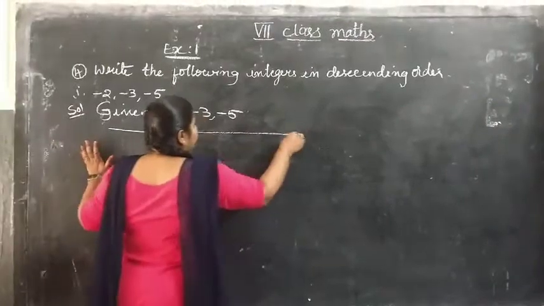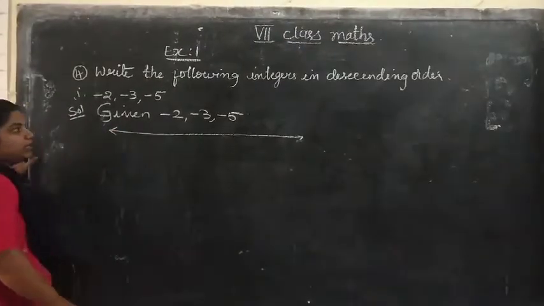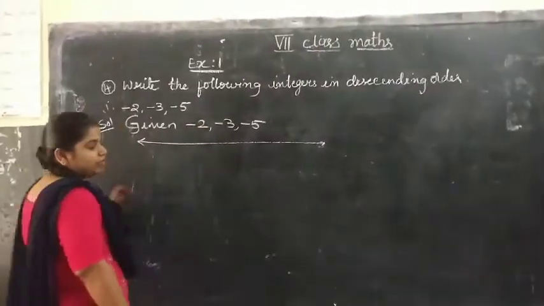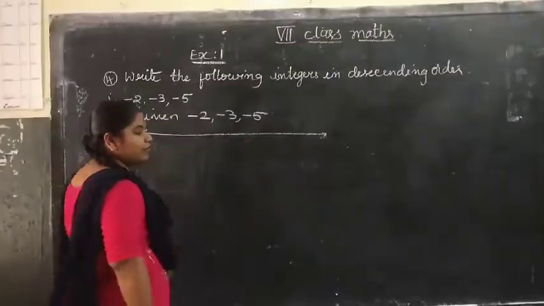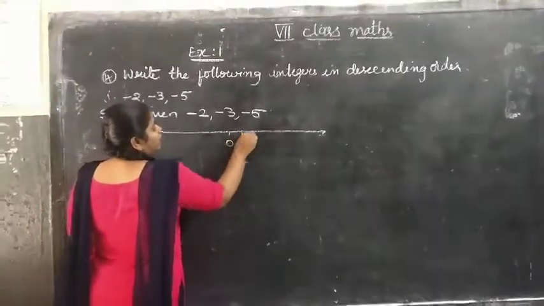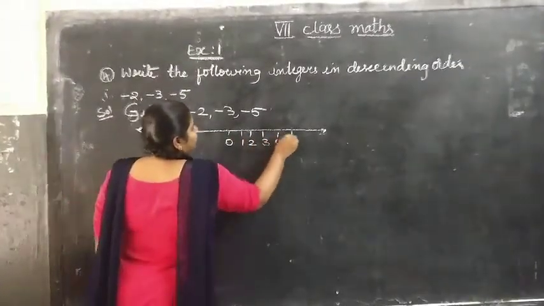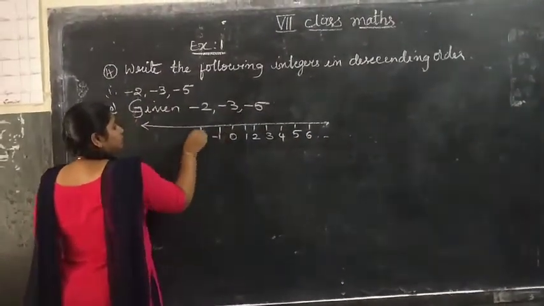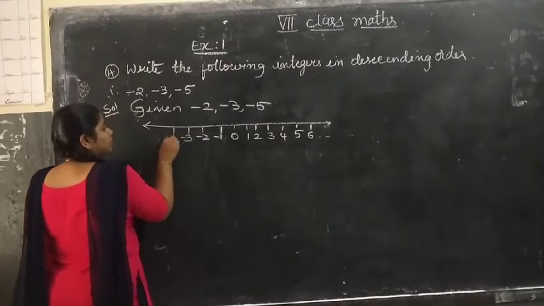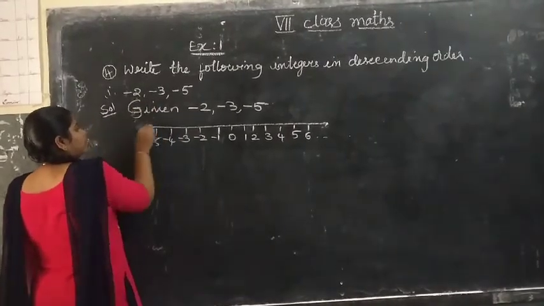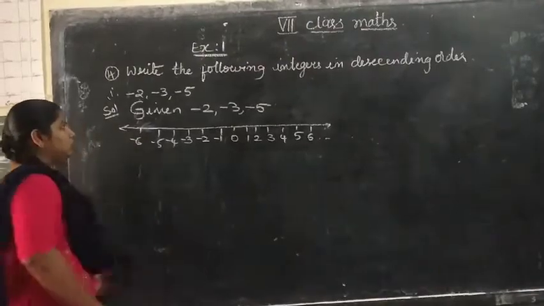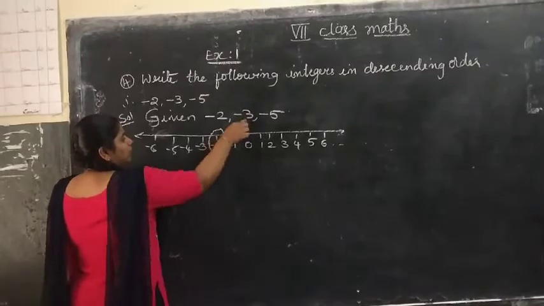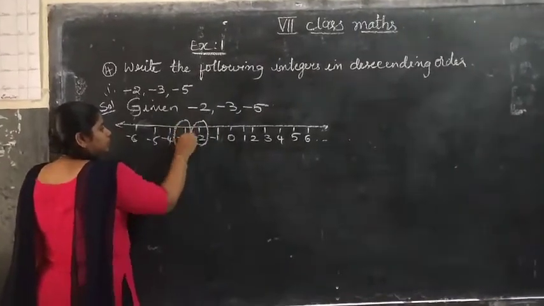Already I told you in the last class how to arrange the integers in ascending order. Ascending order means you take from the left side. The values will be arranged from the left side. Now in integers we will have positive numbers, negative numbers along with 0. So the given numbers you round off here, they have given as -2, -3 and -5.